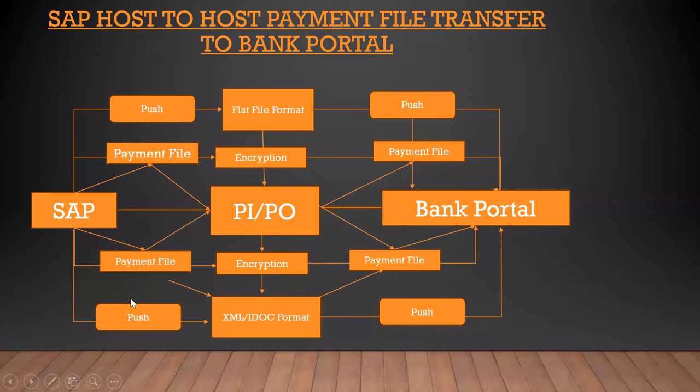Basically, why I mentioned encryption is that, see here, I have mentioned two file formats. One is flat file format, second is XML IDOC format. So both the formats can be created. This flat file and XML can be created through DME, and this IDOC will be created through the IDOC structure. So this will initially first push the flat file or XML. Then the payment file will be generated, either flat file or XML IDOC. Then encryption will happen. After encryption, the file will be pushed again. Then it will go to the bank portal, and then they will do the payment.